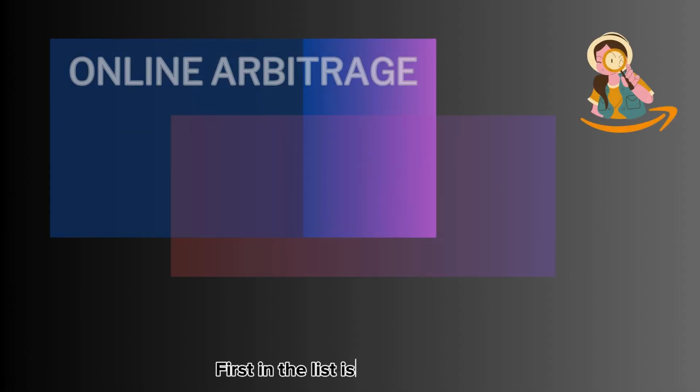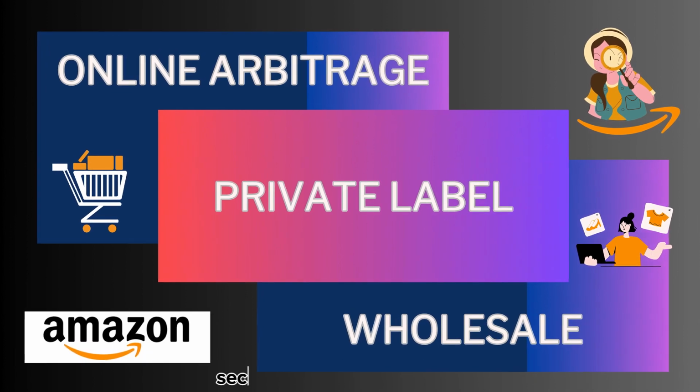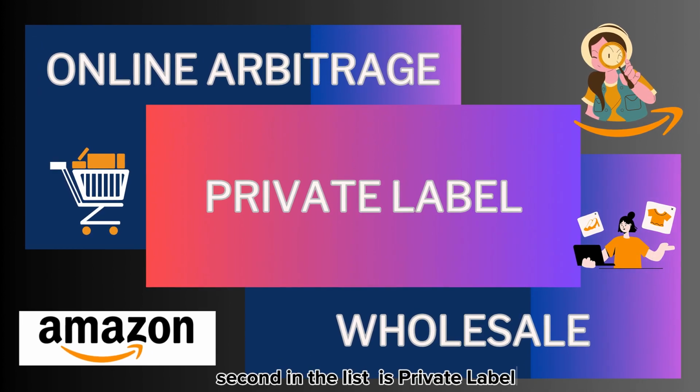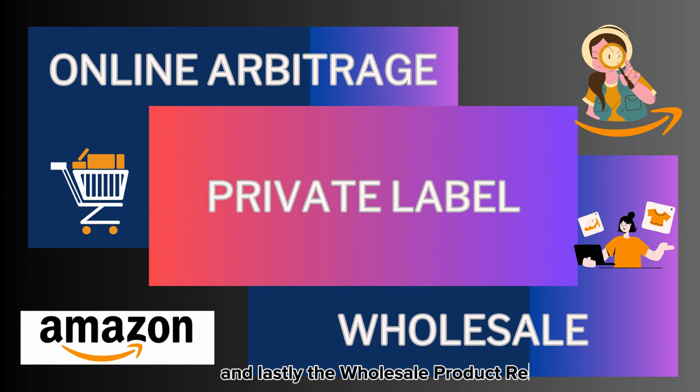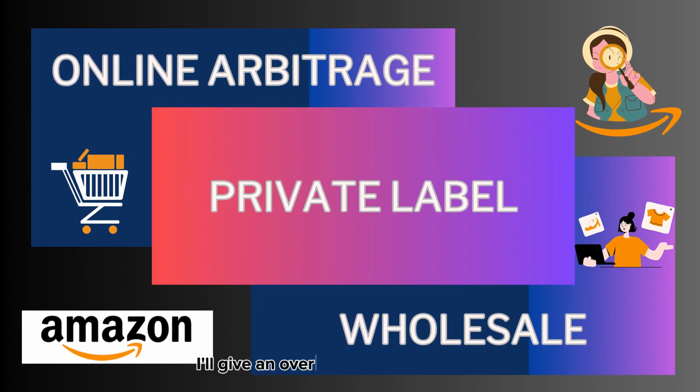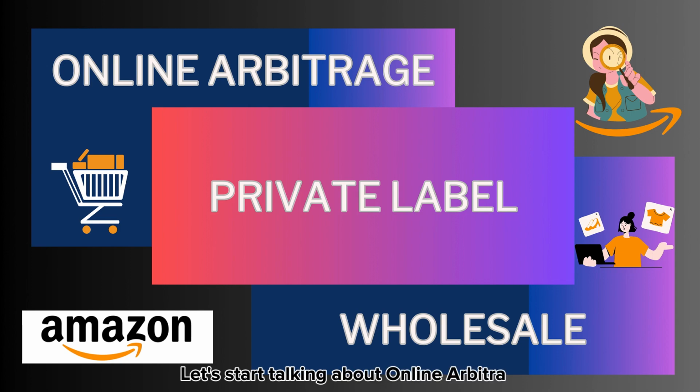First in the list is online arbitrage. Second in the list is private label. And lastly, the wholesale product research model. I'll give an overview of these 3 models. Let's start talking about online arbitrage first.